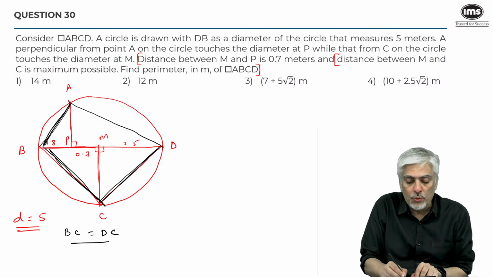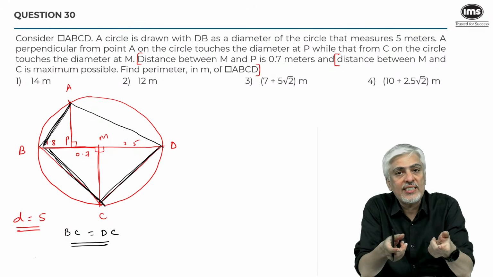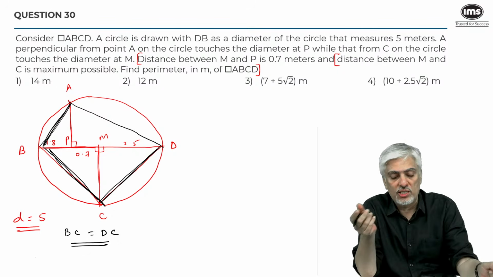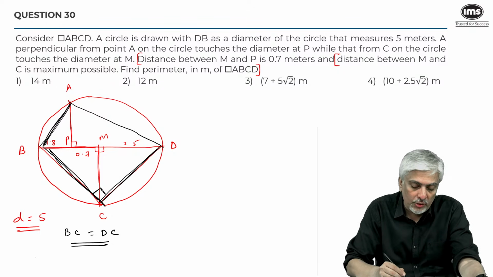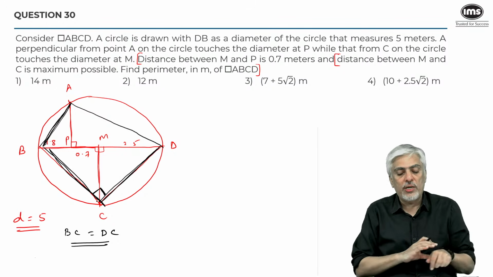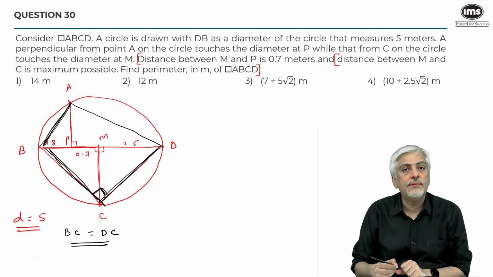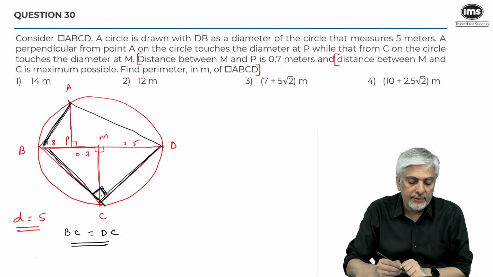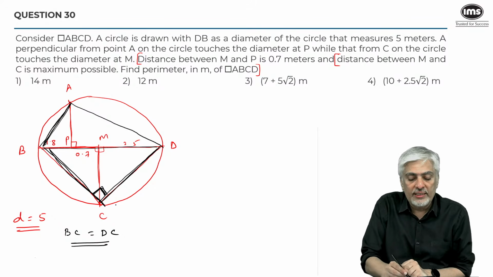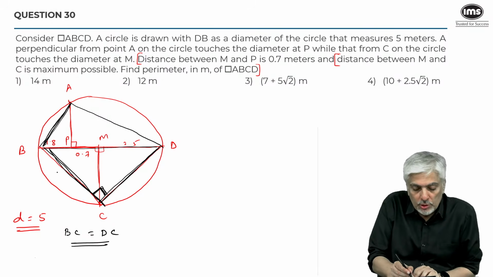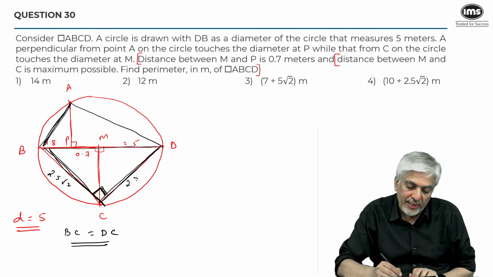BC and DC are equal. Why are they equal? Because for maximum possibility, the first choice is an equilateral triangle. If that is not possible, an isosceles triangle. So BC and CD are equal. Diameter subtends a right angle on the circle, so this angle is 90 degrees. I hope people are paying attention. This full was 5, so the other two will be 2.5 root 2. So this will also be 2.5 root 2, and this will also be 2.5 root 2.